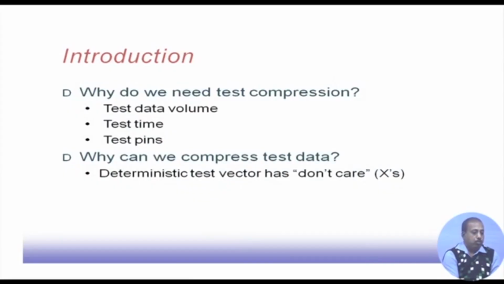So, why can we compress test data? Because the deterministic test vectors have don't cares. The ATPG algorithms have generated the test patterns where the bits which are not required to be set for particular faults to be tested are left as don't cares. These don't cares can be exploited, so that we can match between the patterns, and a number of patterns may lead to one representative pattern that can replace all of them. That way we can achieve test compression.